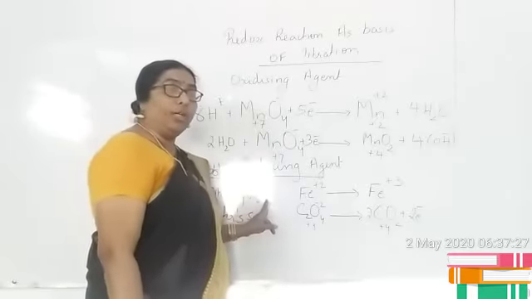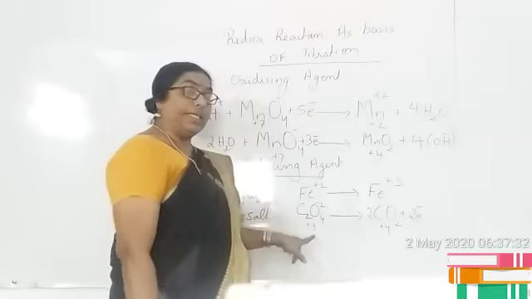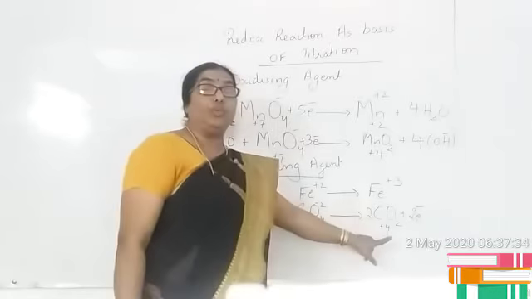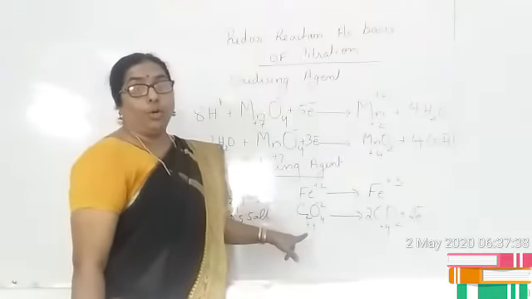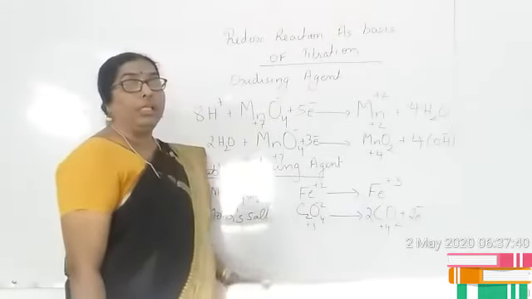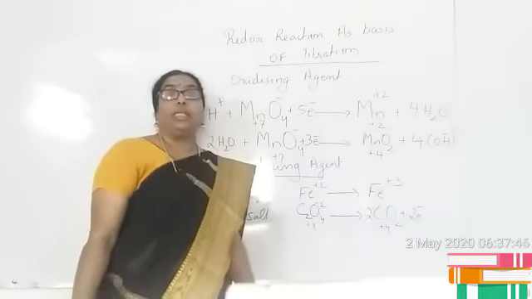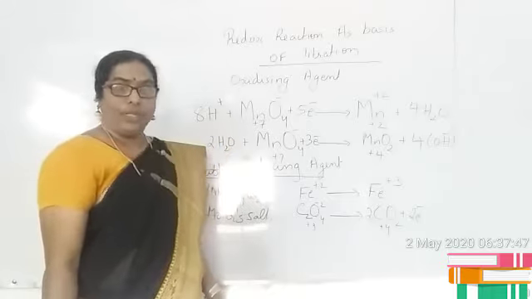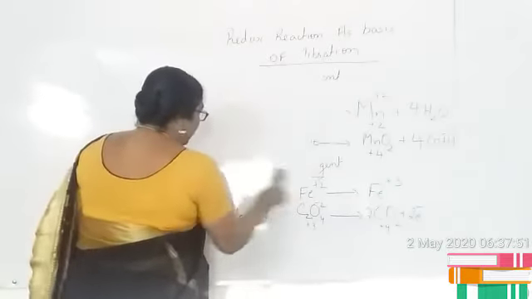Instead of ferrous ammonium sulfate, if you take oxalic acid, oxalate, the oxidation state from plus 3 changes to plus 4, where again it undergoes oxidation or acts as the reducing agent. Children, that is how this redox reaction we are using in case of titration. Now let us study about the types of redox reaction.